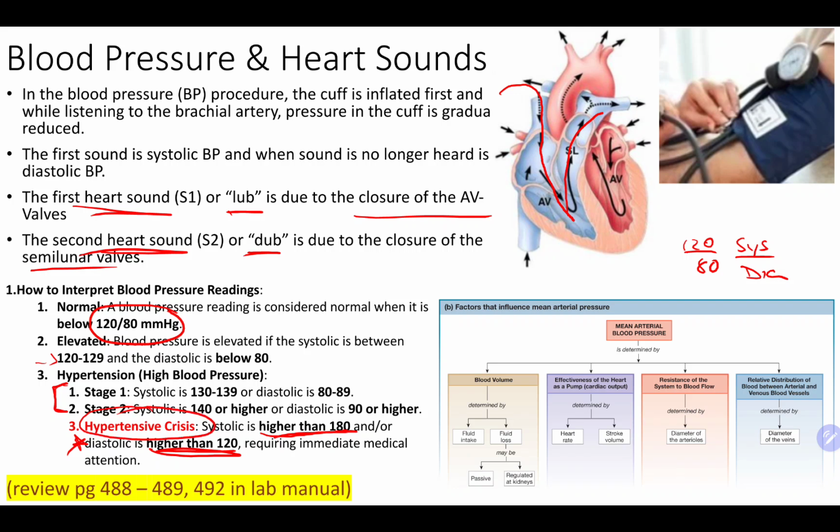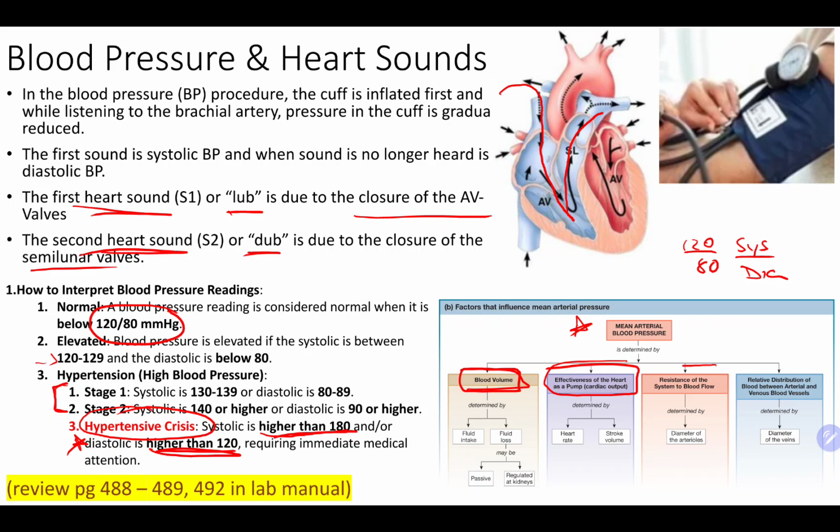Also understand some of the factors that influence mean arterial blood pressure that we talked about before. Your blood volume: how much fluid do you have in your body? If you have a small amount, your blood pressure is going to be low. If you have a high amount, your blood pressure is going to be high, right? Other factors that determine blood pressure are the effectiveness of your heart as a pump, which gives it its stroke volume, how much fluid is pumped out each time. And your heart rate, how many times it's going to pump per minute.